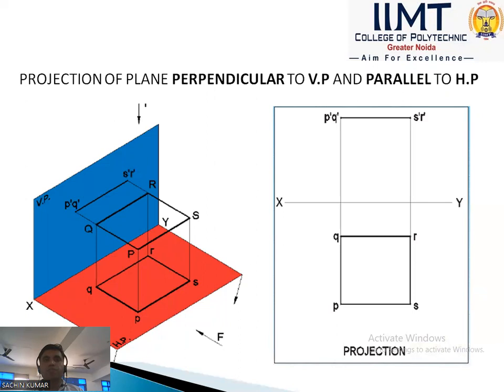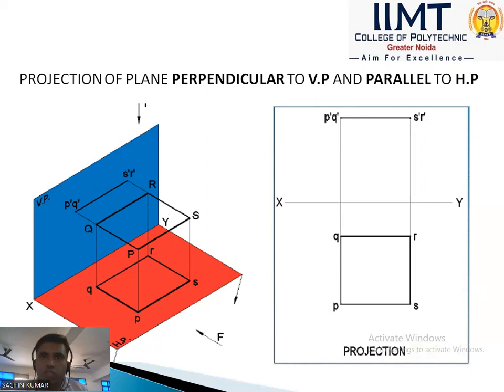In the front view, we cannot see QR; only the line PR is seen in the front view. That line is parallel to the XY reference line. So first we draw the top view PQRS, then we draw the front view. The front view is always denoted by dashes, so we use P dash, Q dash, S dash, R dash. The top view is given by the rectangle PQRS below the XY line.